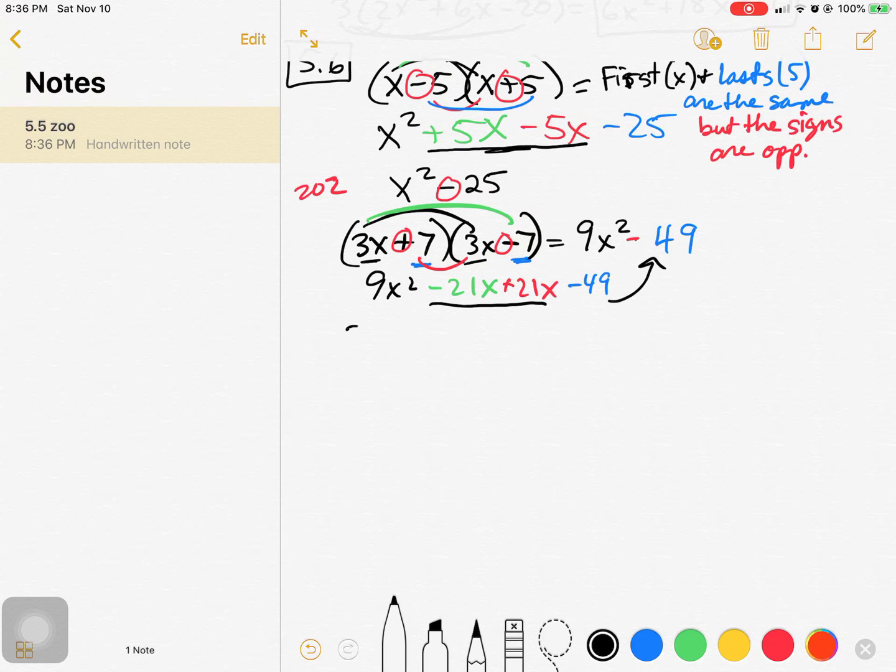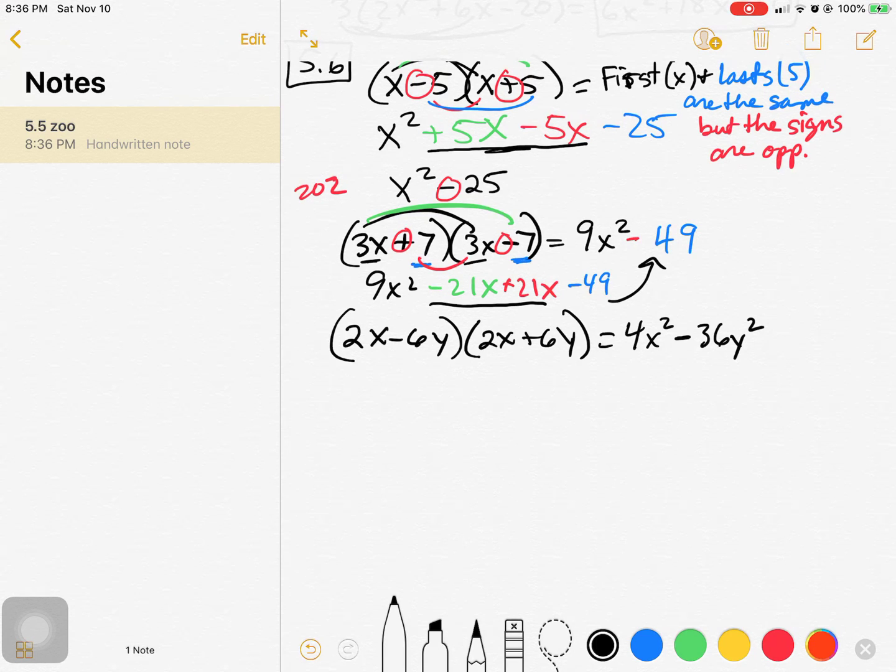Let's do another one because I messed that one up. So 2x minus 6y, 2x plus 6y. So since the first and the last are the same and the signs are opposite, it'd be the square of the first. 2x times 2x is 4x squared. And then notice the signs are opposite, so it's going to be negative in the middle. And then 6y times 6y is 36y squared. That is the answer to that one.